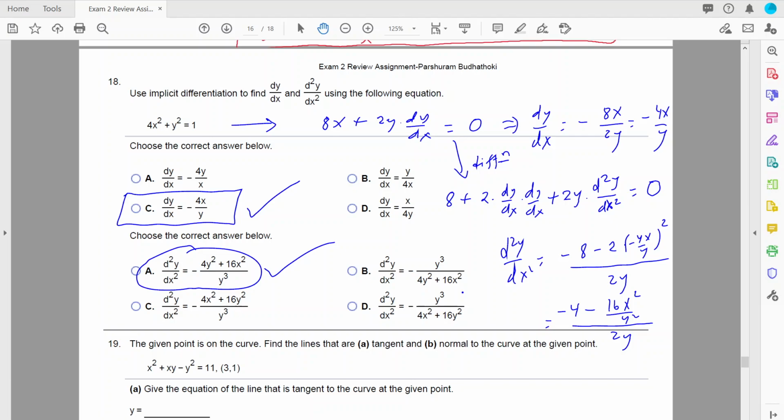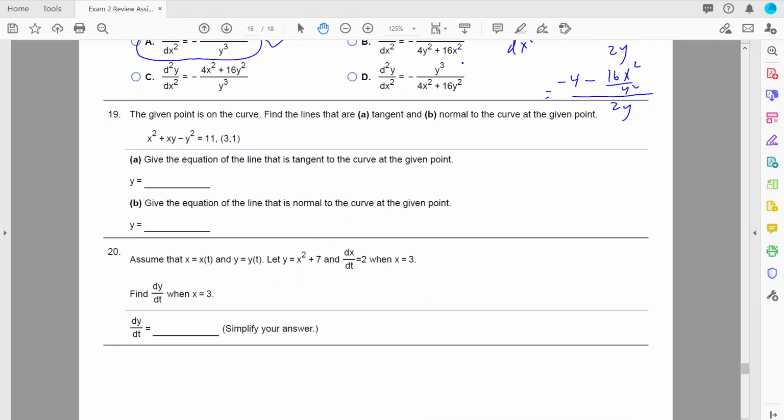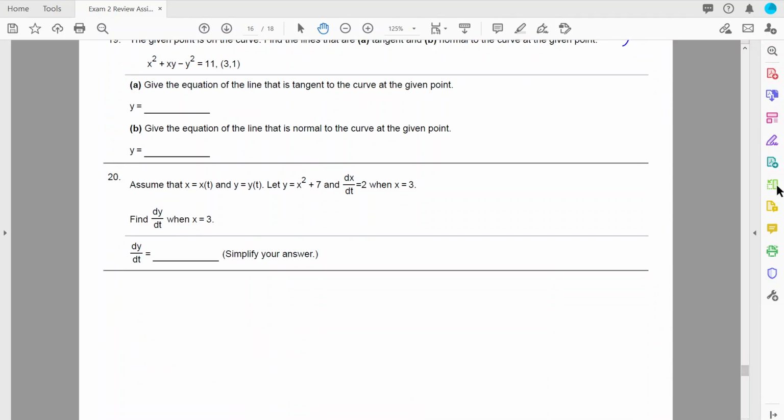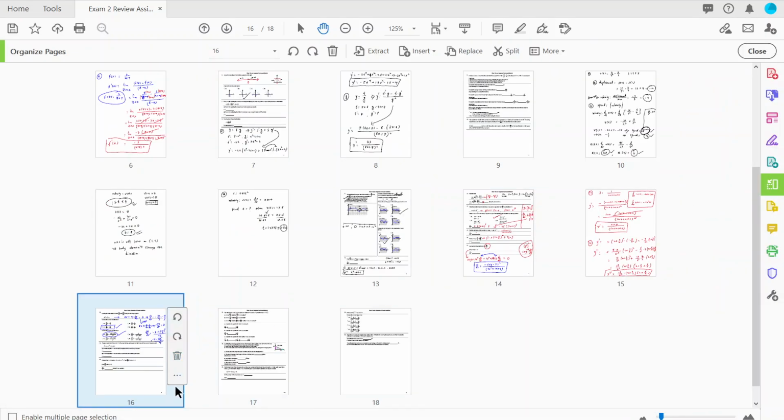For problem 19, we're going to do the same thing, implicit differentiation, but finally after finding dy over dx, you have to put the value of x and y, which is 3 and 1, it's given. So this is the equation we have given, and we want to find out the equation of tangent line at point 3,1. So remember, for finding the equation of tangent line, you have to find the slope, which is basically dy over dx. So I'm going to add one extra place here to do problem 19.